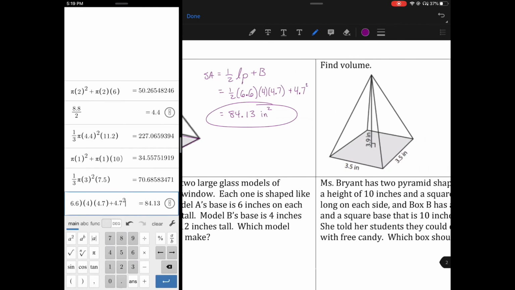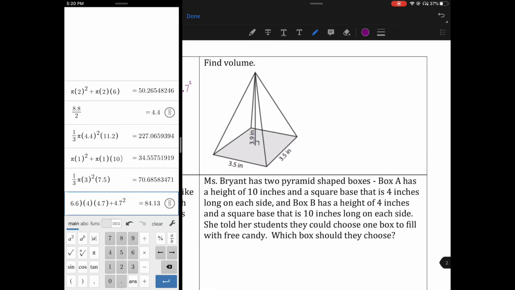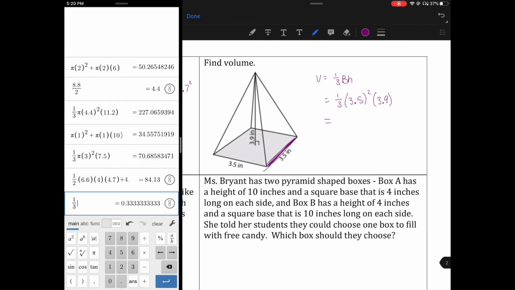For my next problem, my volume problem, the volume of a square pyramid is going to be 1/3 the base times the height. And I'm finding my base just like I did a second ago. So my base is going to be one of the sides squared. So it'll be 3.5 squared. And then my height is 3.9. So I'll go over to Desmos and I'll do 1/3 times 3.5 squared times 3.9. And that'll give me 15.93 inches cubed as my volume.